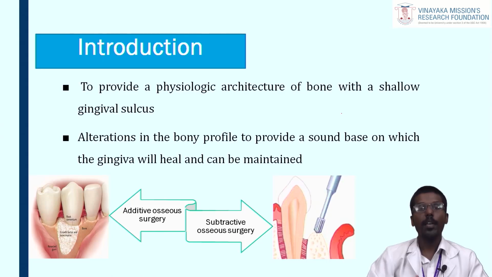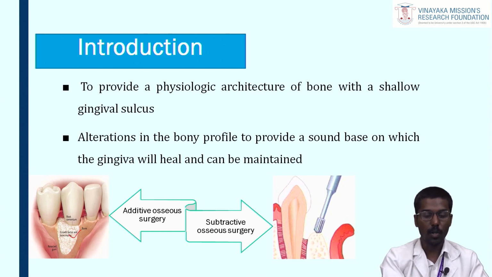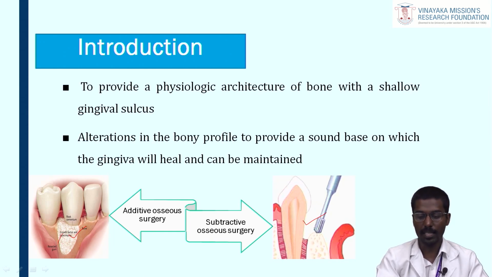Next, why are we going to do this resective osseous surgery? The first thing is to get a physiological architecture of the bone with a shallow gingival sulcus, that is of 2 to 3 mm. Next, to produce an alteration in the bony profile. Why? To provide a sound base for the gingiva to heal and to be maintained. Here you can see there are 2 types of surgeries. One is the additive osseous surgery, where you can place a bone graft. The next one is the resective osseous surgery, where you are going to grind the bone.